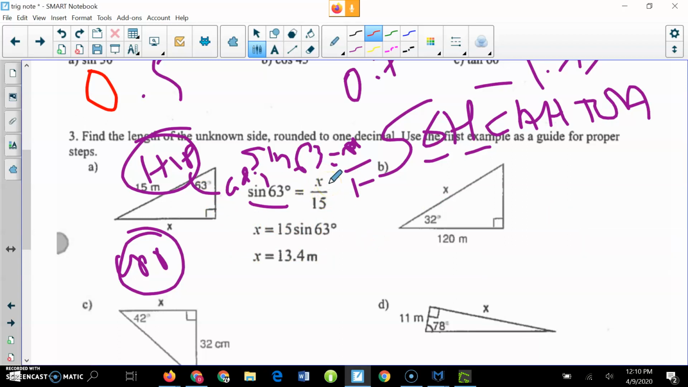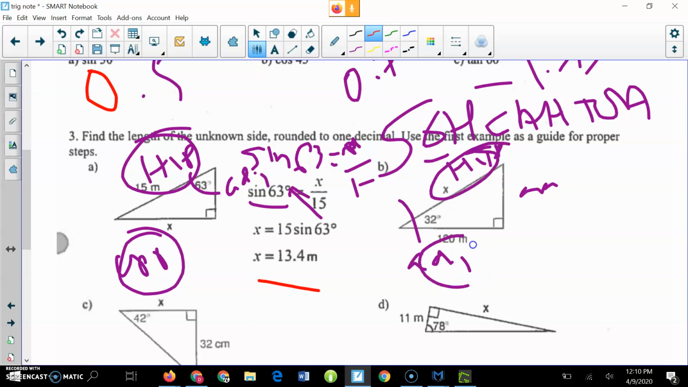So this x is here, so you leave it there and take this 15 and bring it up. Then you multiply the 15 by sine 63 to get 13.4. Let's do B. There's my indicated angle. There's my hypotenuse. This is opposite. This is adjacent.